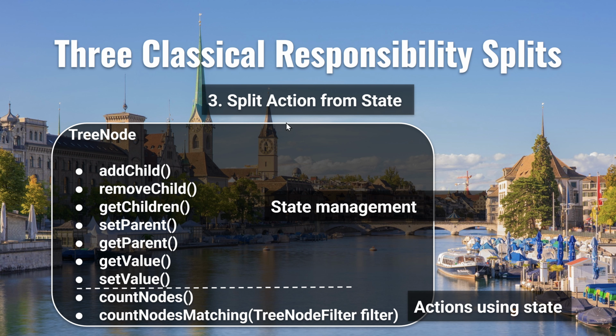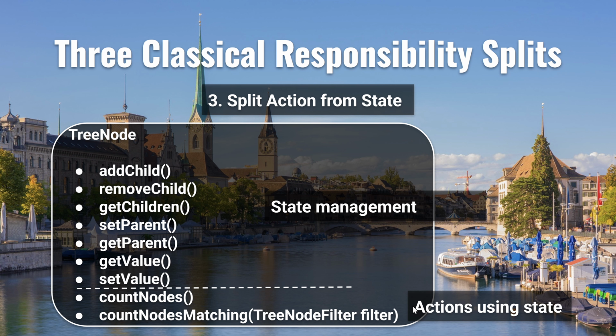If you look at this tree node implementation, you can see it has a set of methods: add child, remove child, get children, etc., which are all managing the internal state of the tree node. Then it also has two methods down here, count nodes and count nodes matching, which are not actually setting or changing anything internally in the tree node. So they do not update or manipulate the state of the tree node. They only use the internal state of the tree node.